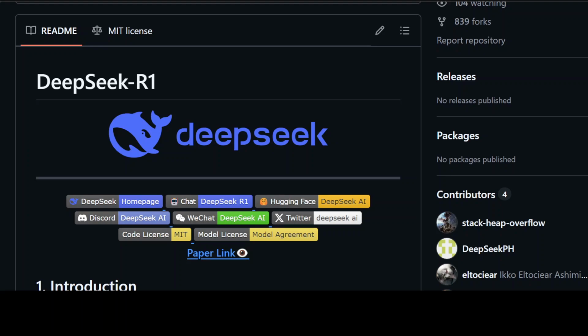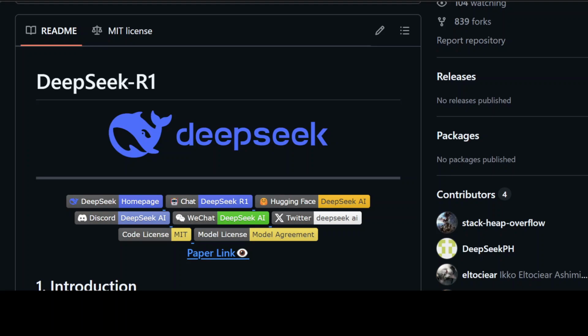In this video, we are going to have a look at the newly released DeepSeek R1 model. I'm going to explain first what this model is in a very simple way, and then we are going to test it out on various benchmarks to see what this all hubbub is about.